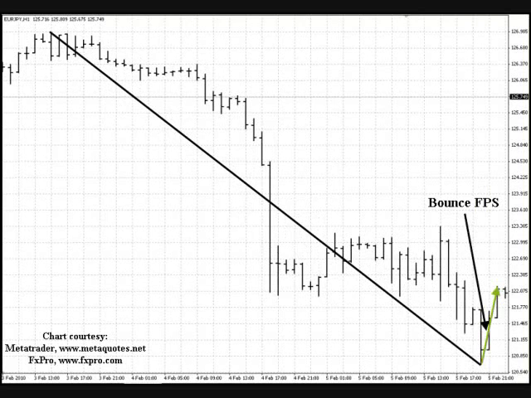Stage 2. Watch for a swing in the opposite direction of the Jumbo FPS. This is the Bounce FPS. The Bounce FPS should be relatively short compared to the Jumbo FPS, less than 20% of the Jumbo value.